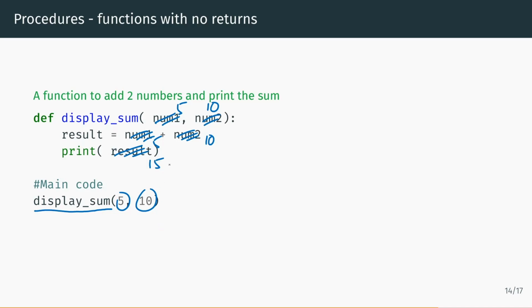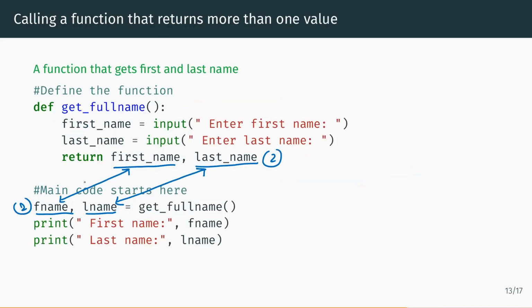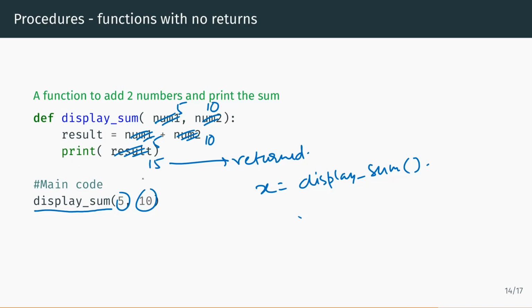Previously this 15 would have been returned back to the caller, so you could say things like x equals display sum. But since there is no return statement in this function, the function won't return anything. So a statement like this would be invalid. This won't be a valid statement, okay?